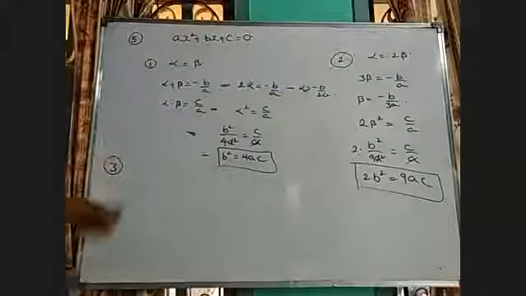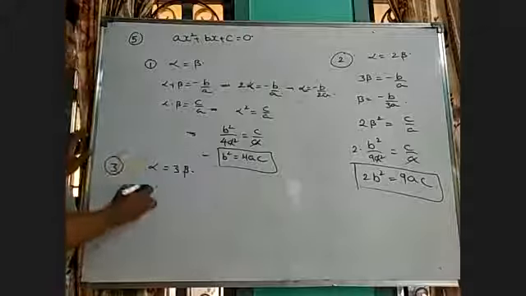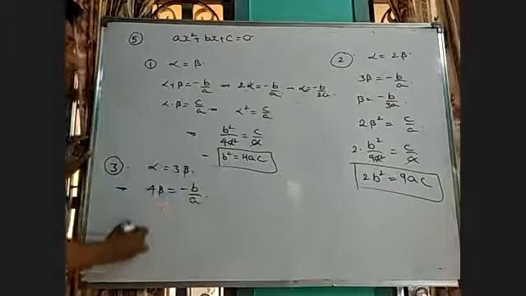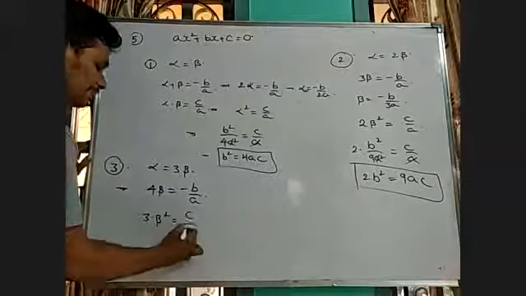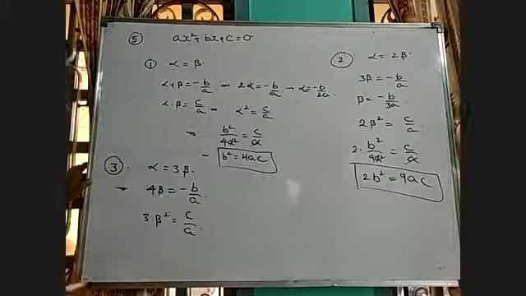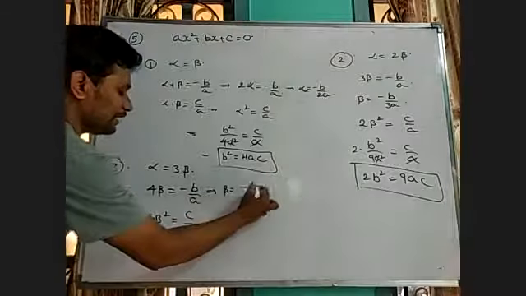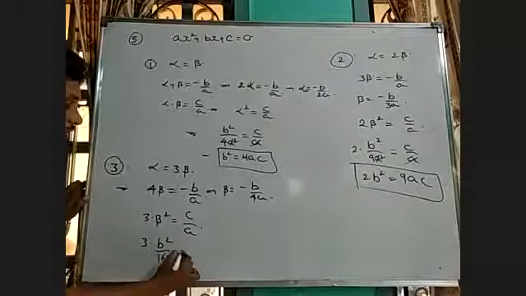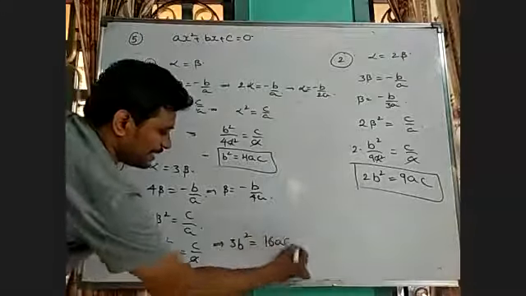Next, option 3: alpha equals 3 beta. If you substitute it, we get 4 beta equals minus b by a. Next, 3 beta square equals c by a. From this, beta equals minus b by 4a. If you substitute, 3 into b square by 16 a square equals c by a. A will get cancelled. From this, 3b square equals 16ac we are getting.